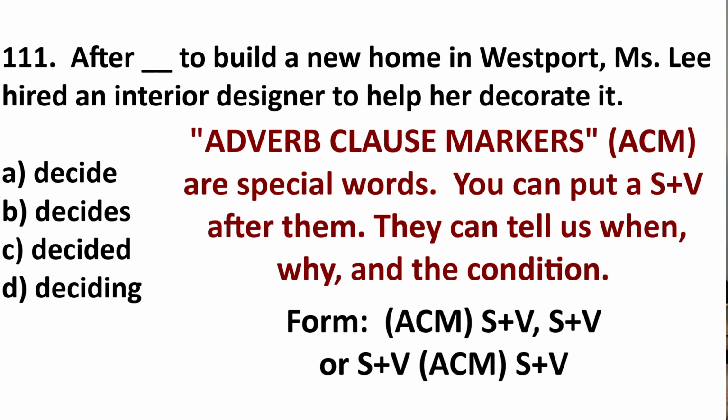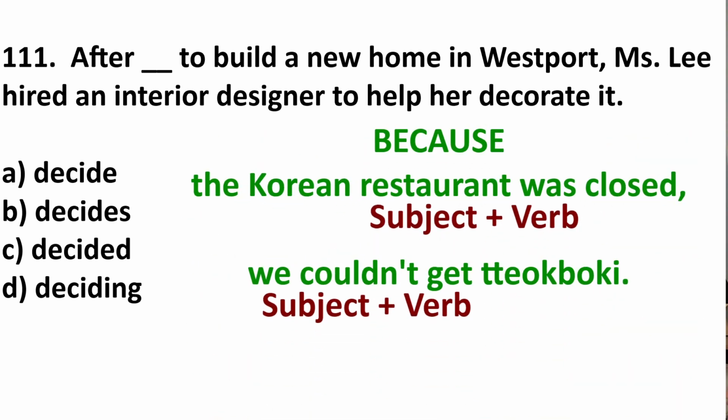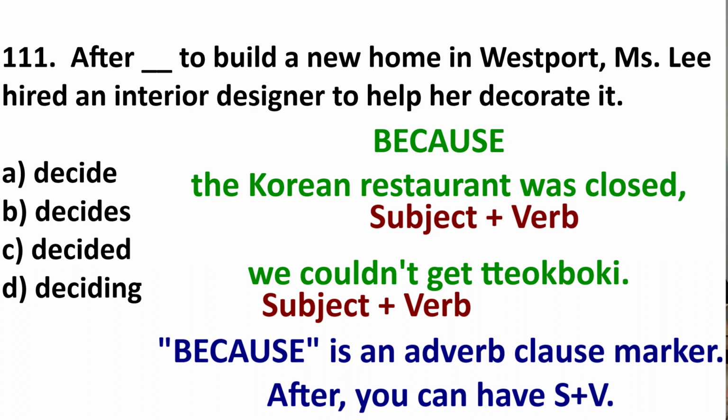Let's look at an example. Because the Korean restaurant was closed, we couldn't buy tteokbokki. Because is an adverb clause marker. We can go because, subject verb, plus the main clause, subject verb. Here, because the Korean restaurant was closed. Okay, this is telling us why. Our main clause, we couldn't buy tteokbokki.